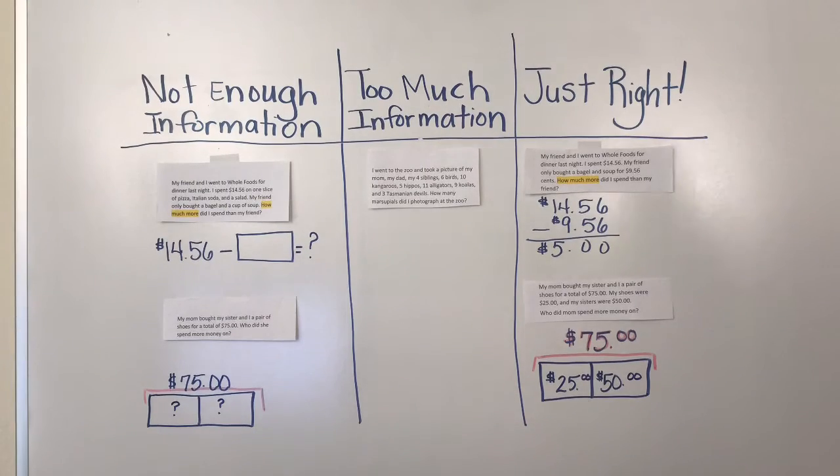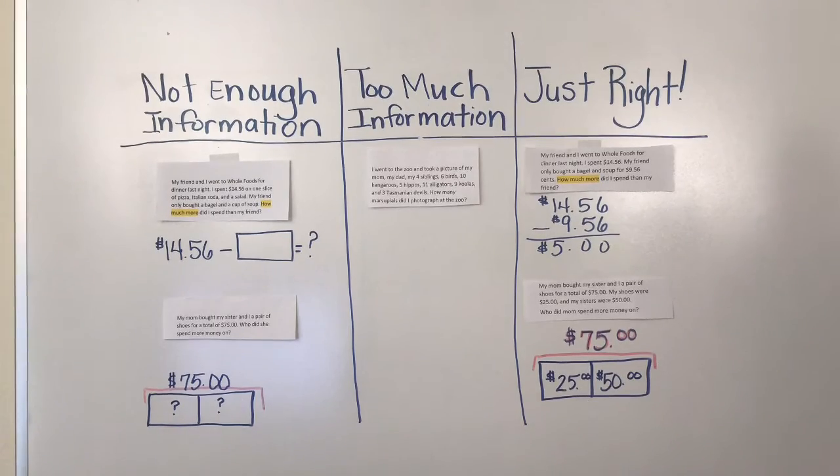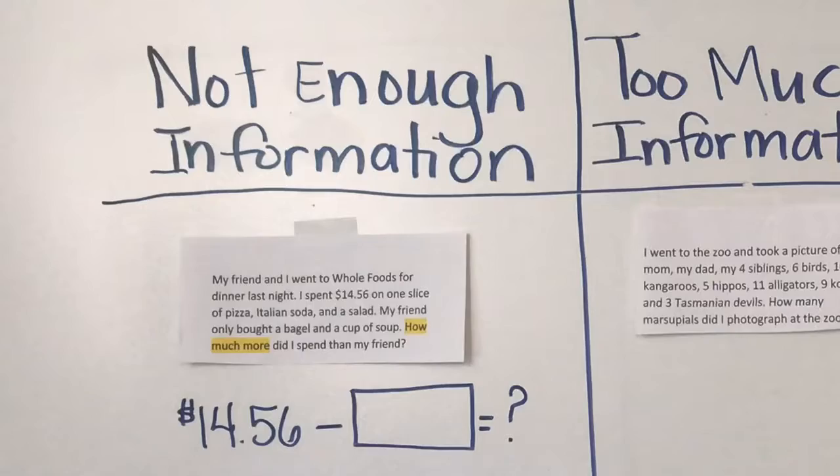Here is a table with a few examples of word problems that do not have enough information, another one that has too much information, and then just right information. I will start off with this word problem.